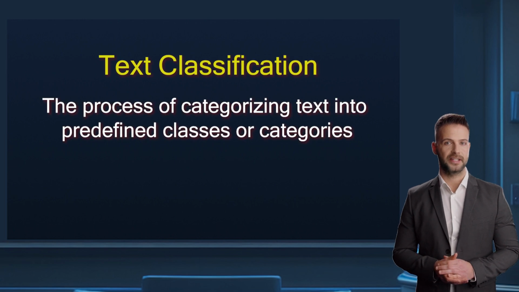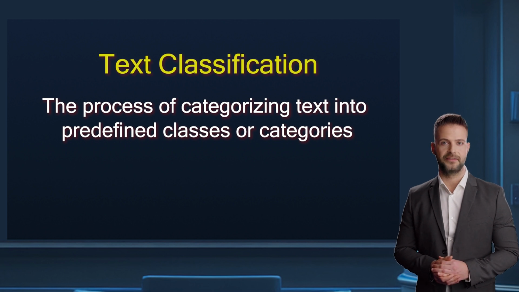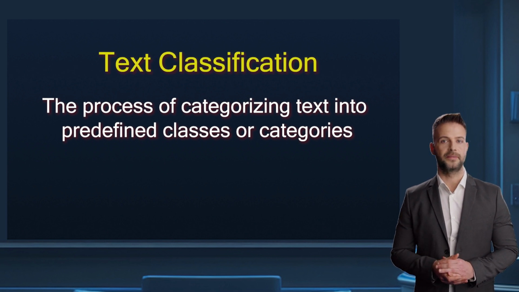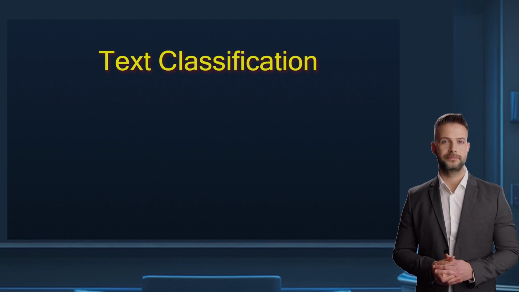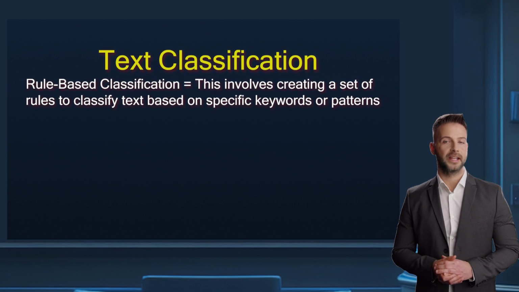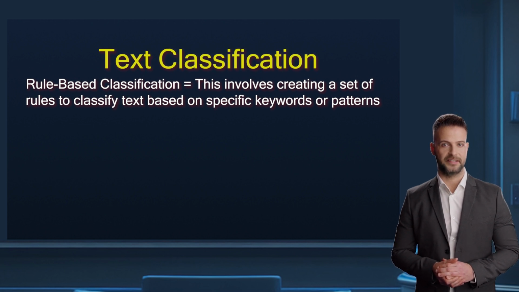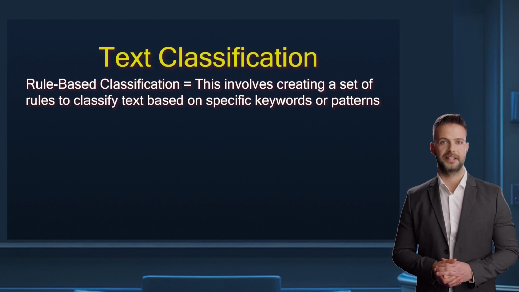Next, consider text classification. Text classification is the process of categorizing text into predefined classes or categories. This is obviously a fundamental task in NLP and has numerous applications, including spam detection, topic categorization, and intent recognition. So, text classification can be approached in several ways. How about rule-based classification? This involves creating a set of rules to classify text based on specific keywords or patterns. While this approach can be effective for simple tasks, it may not scale well for more complex datasets.